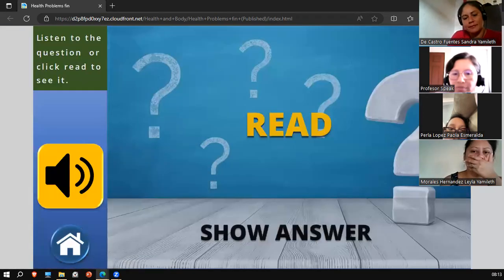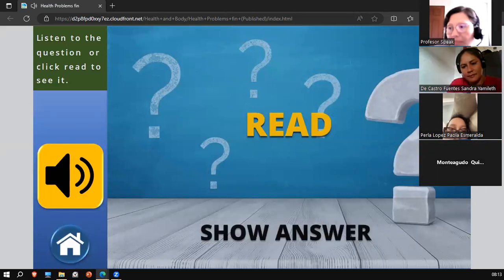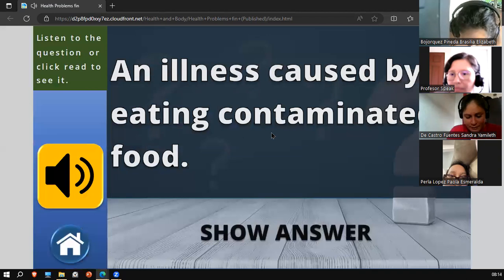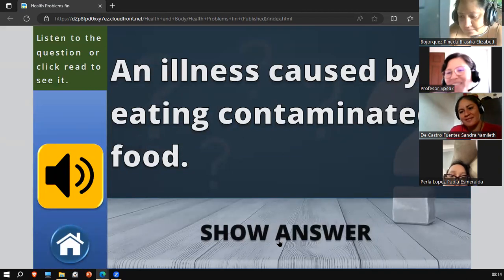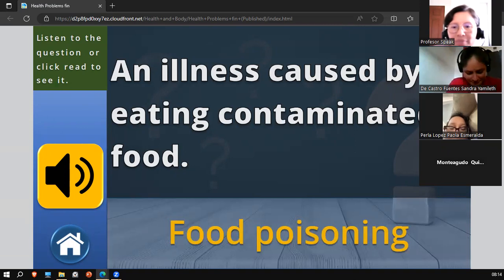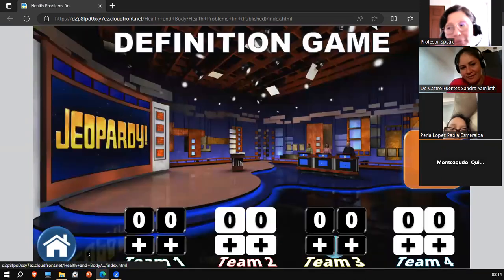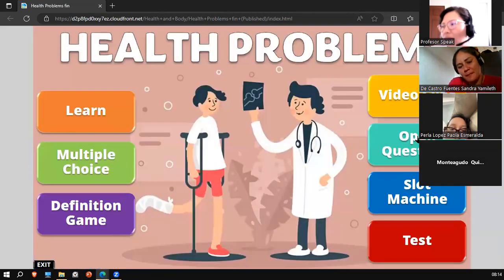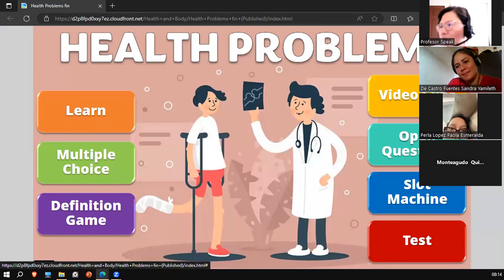Number 12. An illness caused by eating contaminated food. Food poisoning. Very good, ok. Por ahí Brasil había levantado la mano, ¿verdad? Porque así era. Sorry. Yes. Es food poisoning, ¿verdad? Food poisoning, ok. So, as you can see, right, you have more vocabulary words. Tienen más palabras del vocabulario que yo siento que hoy sí ya las manejan mucho mejor.